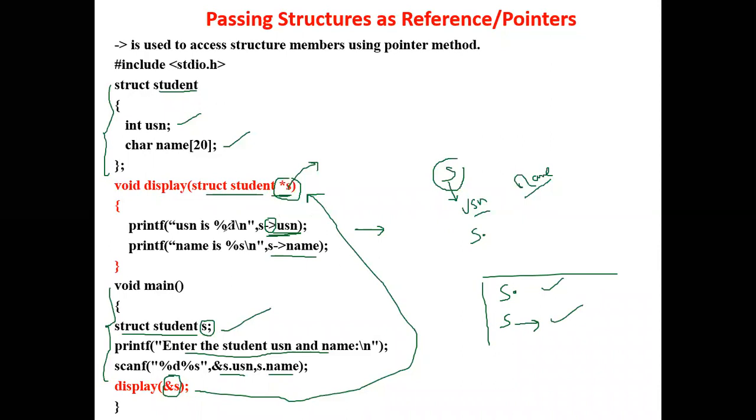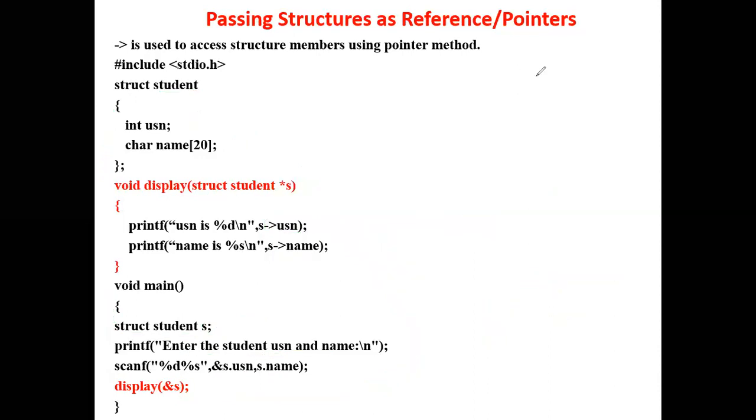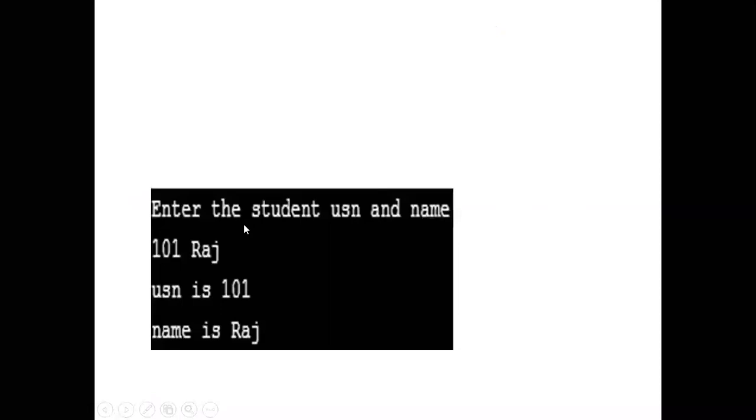Now on the computer we don't have an arrow operator, correct? How to type the arrow operator? Just use the minus symbol that you see on the keyboard and the greater than symbol. Use these two, minus and greater than, to get the arrow operator. This is the output. We are entering the USN as 101 and the name as Raj. Using the pointer we are printing the USN as 101 and the name as Raj.